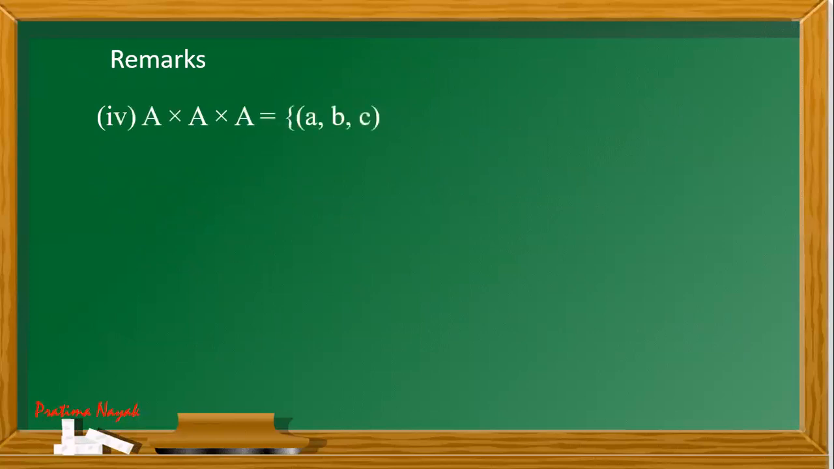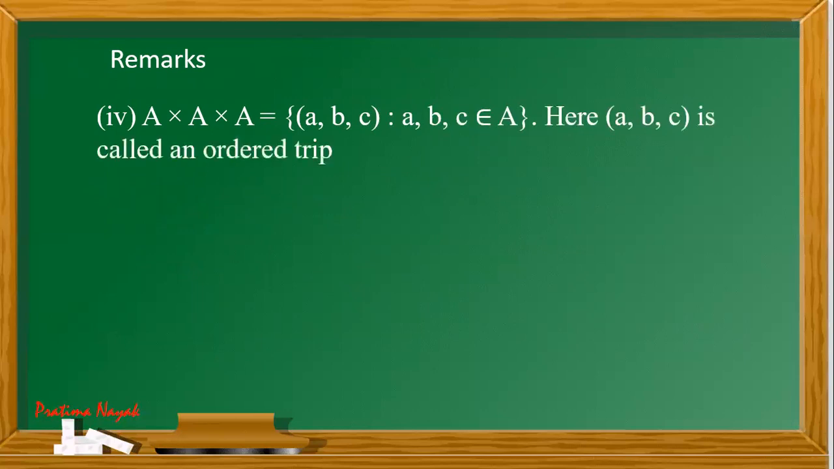If this is the triple product, A, B, C, here (A, B, C) is called an ordered triplet.